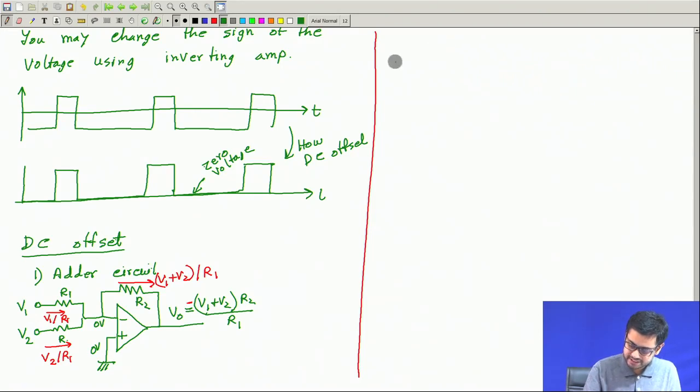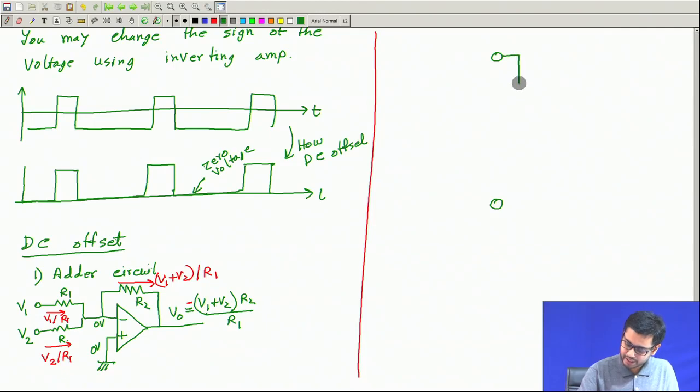So, let this be one voltage, and to this I want to add a DC voltage. Okay. So, let there be two voltages, and what I shall do, let me draw it here. Let this be one voltage, to which I want to add another DC voltage. This can be plus or minus.